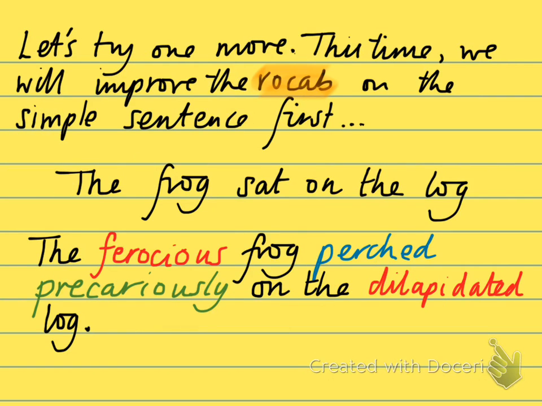Now let's try one more. This time we're going to improve the vocab on the simple sentence first of all, because the frog sat on the log is pretty basic. So here I've added a couple of adjectives, ferocious and dilapidated. I've improved the verb to become perched, and I've added an adverb, precariously. The sentence now says the ferocious frog perched precariously on the dilapidated log.